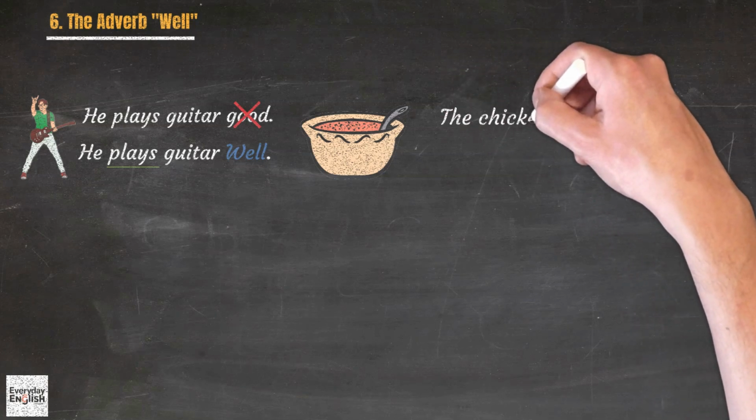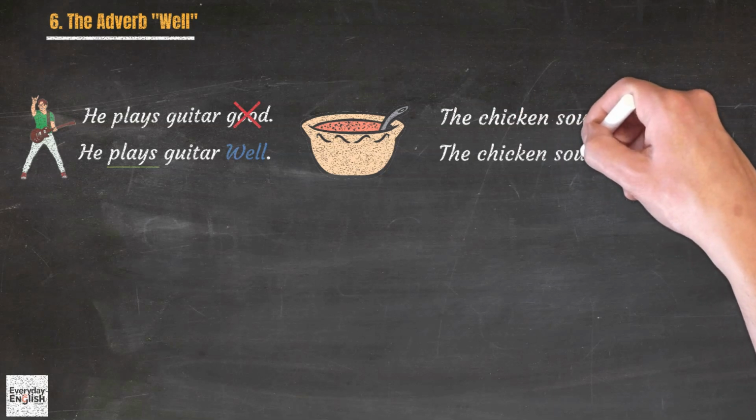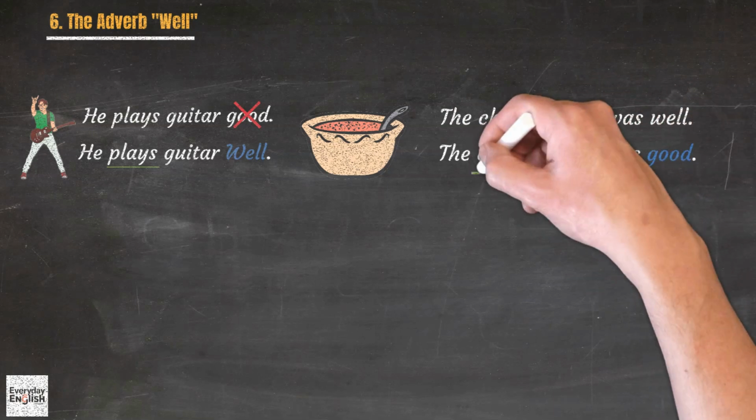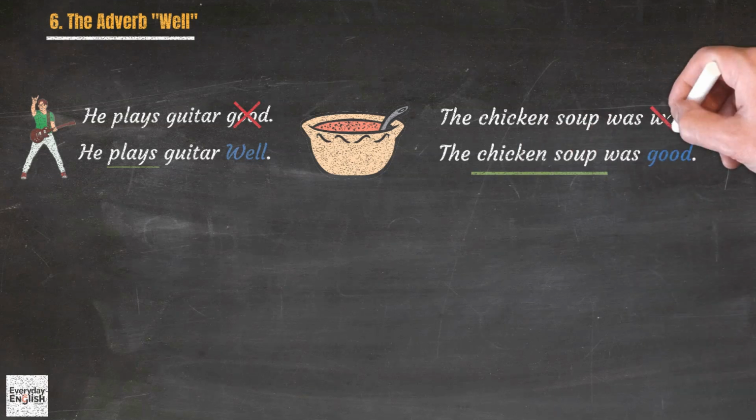The chicken soup was well. The chicken soup was good. The correct way to describe the quality of the chicken soup, since both words are nouns, is to say, the chicken soup was good.